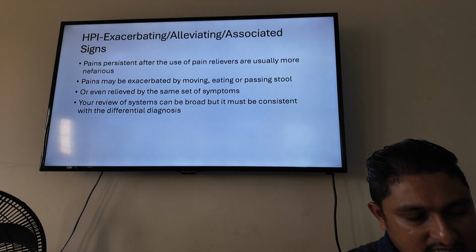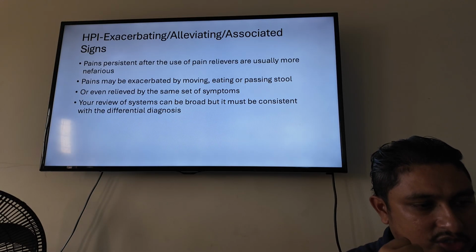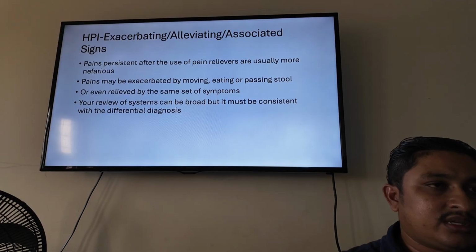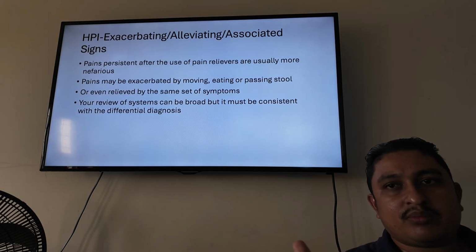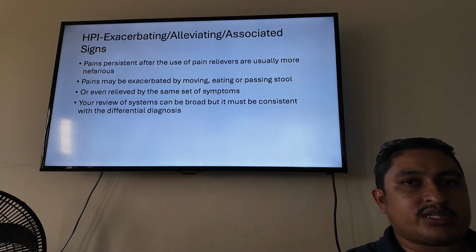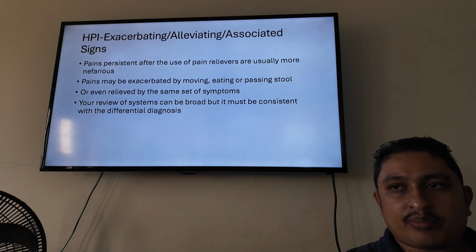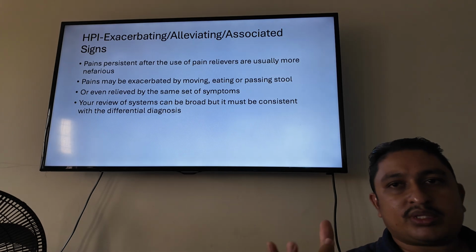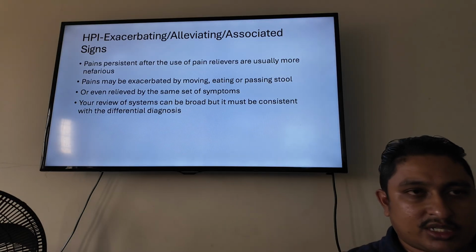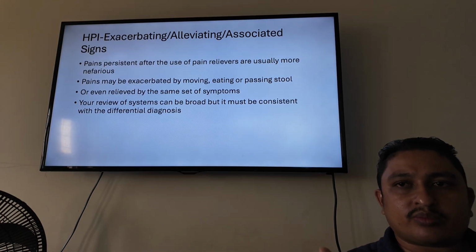Exacerbating, alleviating, and associated signs are important. One of the more important things that I find when I take a history is if a patient is still having pain that persists after they get pain medication, that's a serious pathology. That's a pathology that requires further immediate investigation, right? A patient can have an indolent pathology and you're giving them high levels of pain medication, diclofenac, co-codamol, tramadol, and they're still having breakthrough pains. That's something much more serious.